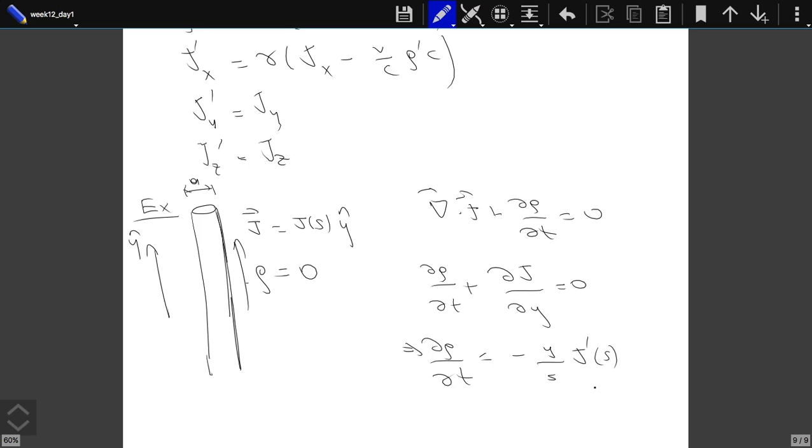No, first let's put a framework which is consistent. You see, if you want to have rho 0, one way is to assume that J is uniform, no S dependence. If there is S dependence, you cannot set rho equal to 0. So which one would you like to proceed with?